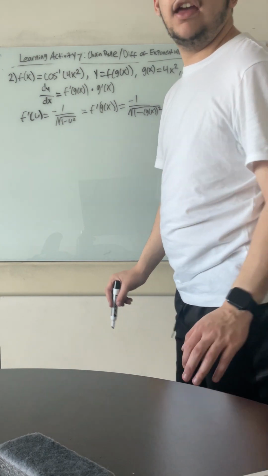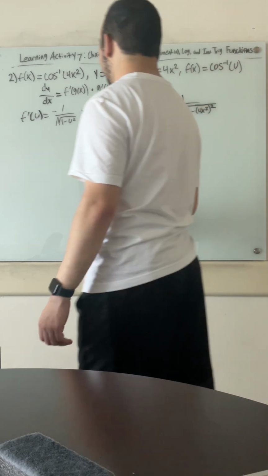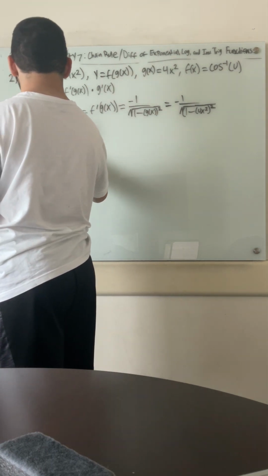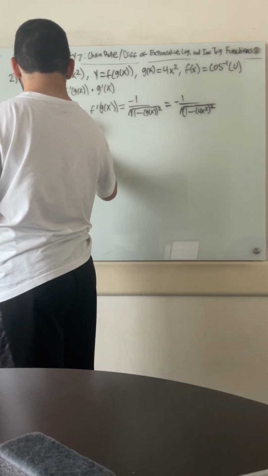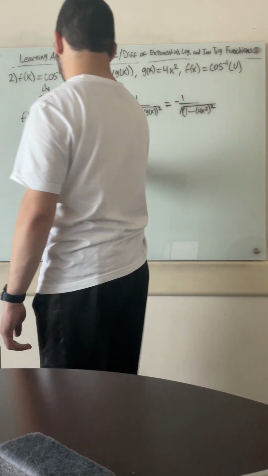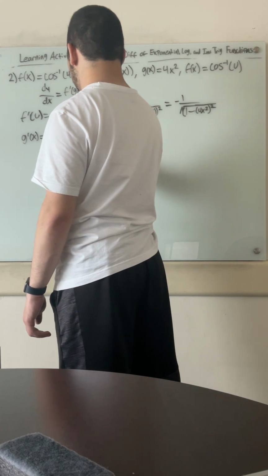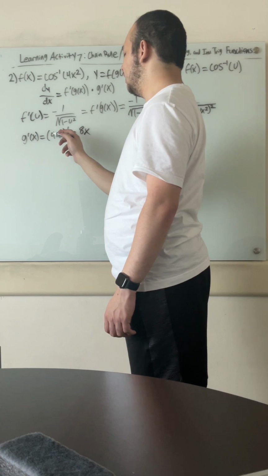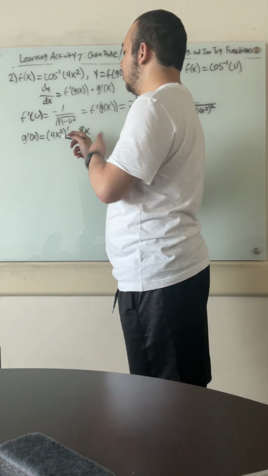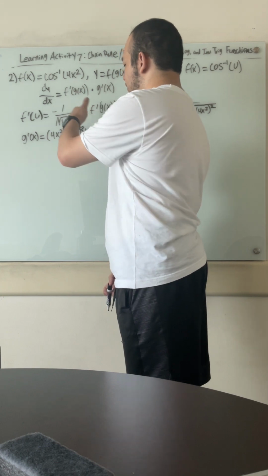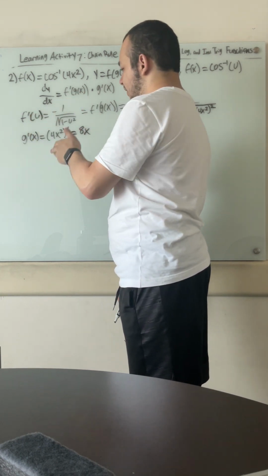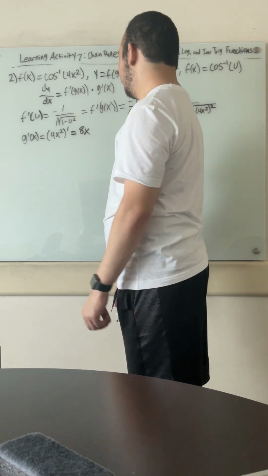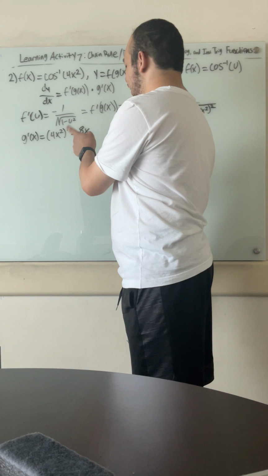All right, and now for g prime of x, we're essentially just going to be taking the derivative of g of x. So in this case, the derivative of our g of x, which is 4x squared, is simply going to be 8x. It's 8x because 2 times 4 is 8, and since this is a power rule, we're multiplying 2 by 4, which is 8, and then subtracting 1 from the power, 2 minus 1. So that's our derivative for g of x, 8x.